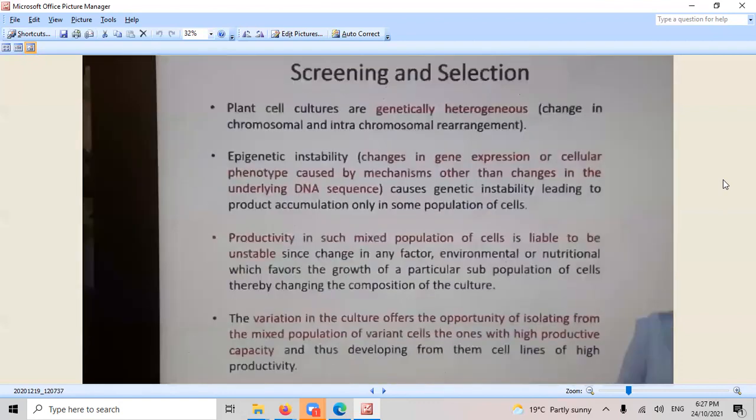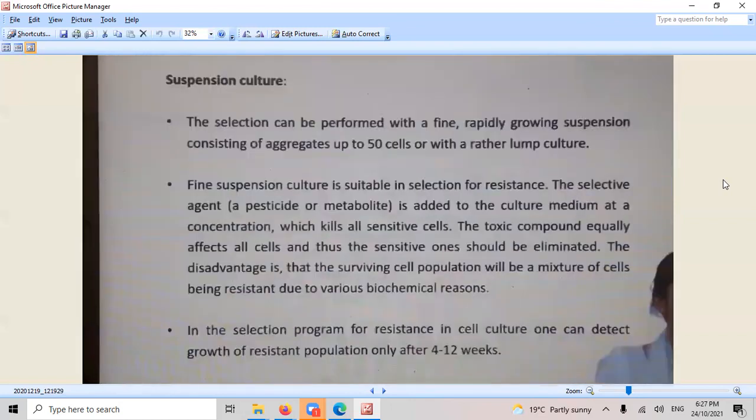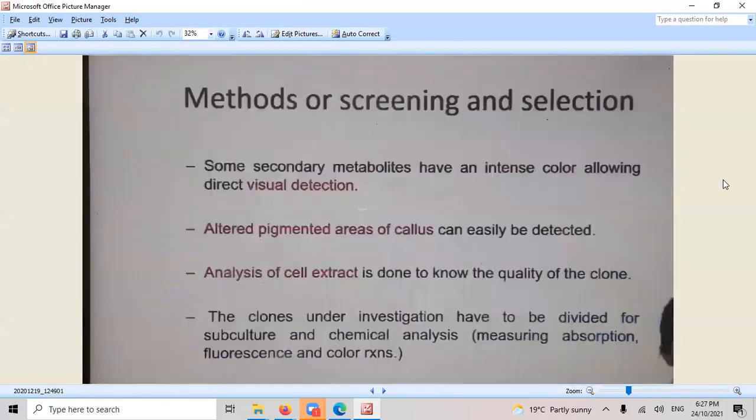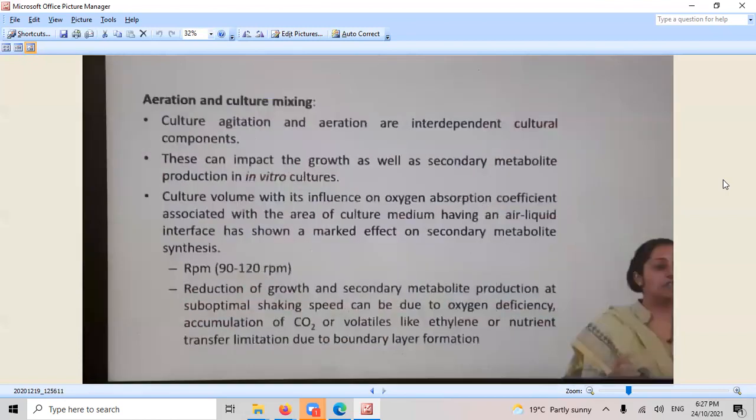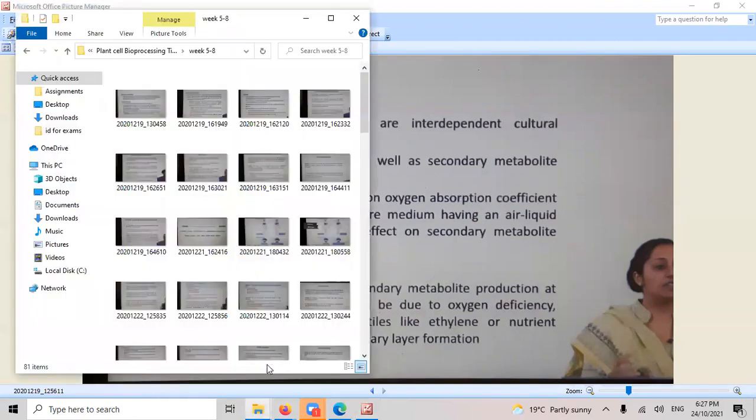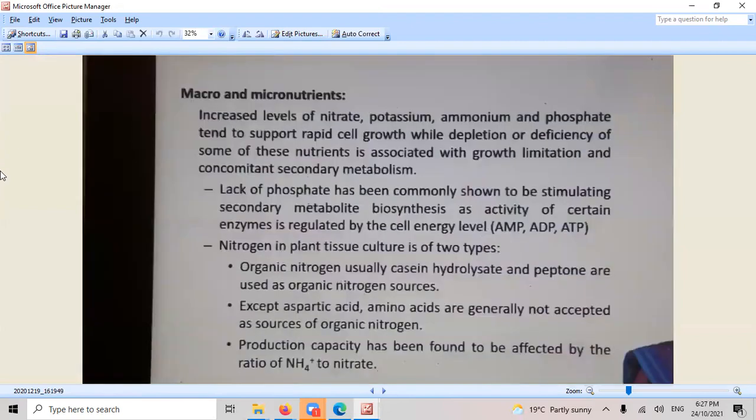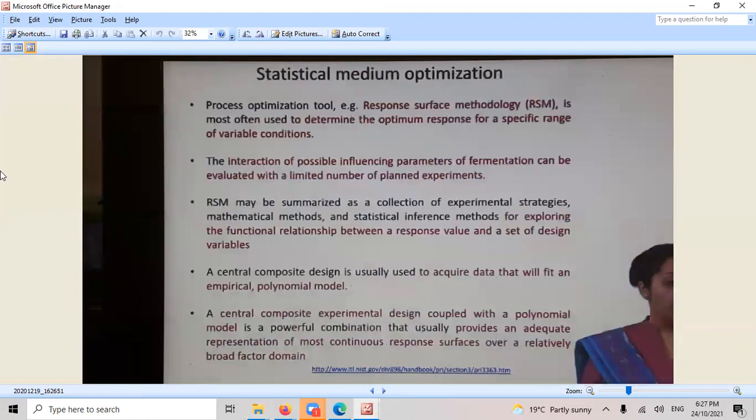Approaches, screening, selection. It's cool. Plating. Woohoo. There we go, at the end of week 4. Week 5 to week 8. Medium compound, phytohormones, macro.